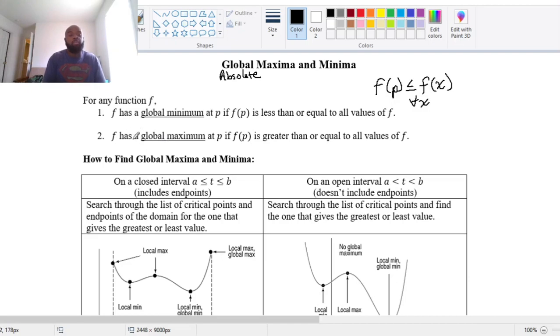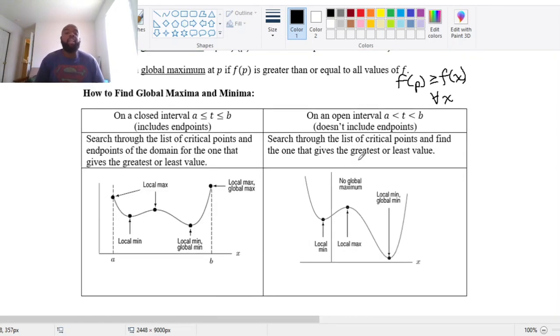For your global maximum, f has a global maximum at p if f of p is greater than or equal to all your functional values for your function here. So I can say f of p is greater than or equal to f of x for all x. It's not just the x values near it; it's for all of the y values in the whole data set.